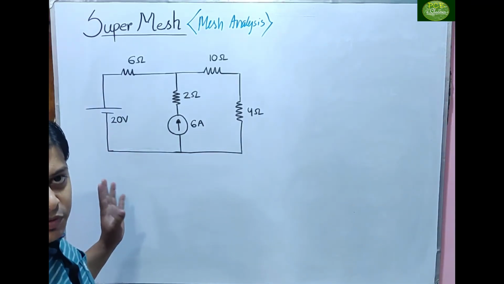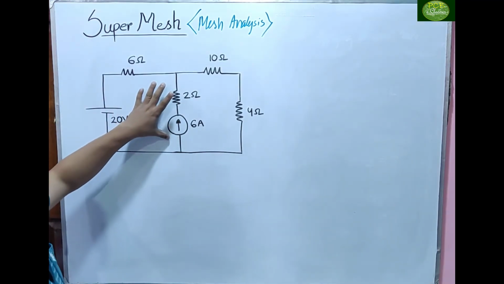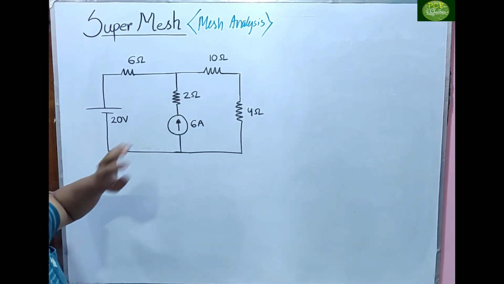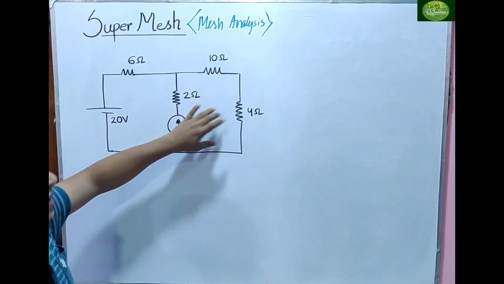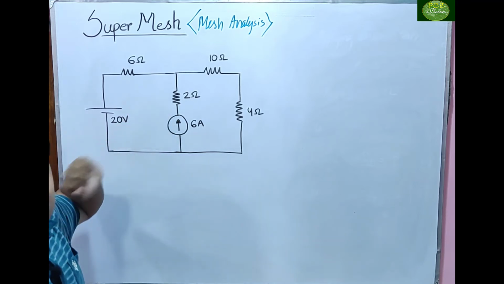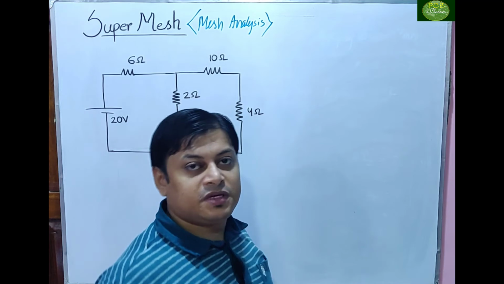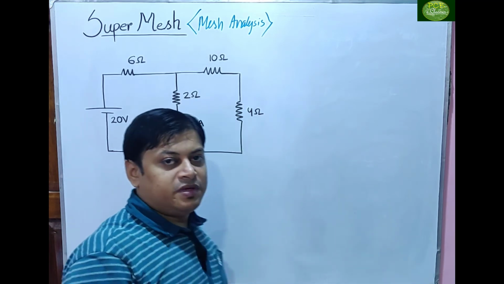Now let us see this type of problem. Fine. See here, a current source is present between 2 meshes. How many meshes are there? 2 meshes are there. In between, a branch is connected with the current source and a resistor in series. That means whether we have to apply mesh analysis or super mesh analysis, we have to apply super mesh analysis.